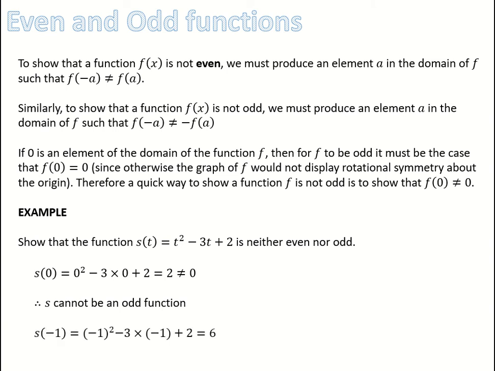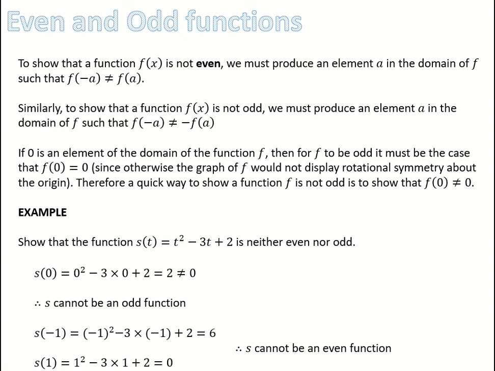Proving that it's not even is the same idea. We're basically just trying to show that, in this case at least, s of minus 1 is not equal to s of 1. So s of minus 1 will be minus 1 squared minus 3 times minus 1 plus 2, which is equal to 6. S of 1 is equal to 1 squared minus 3 times 1 plus 2, which is equal to 0. And since 6 does not equal 0, s cannot be an even function.